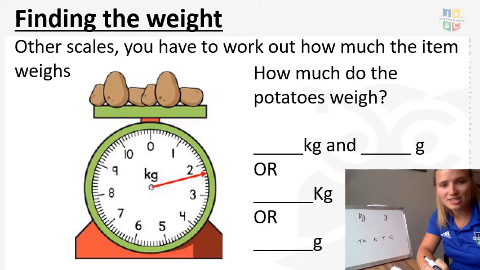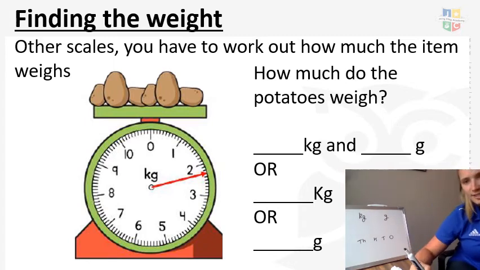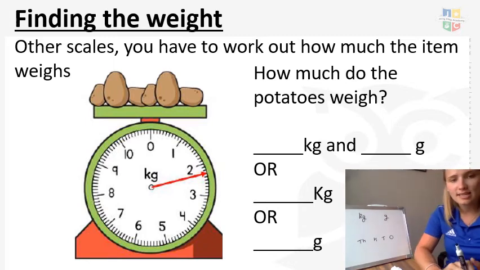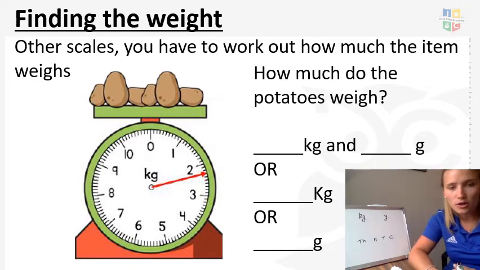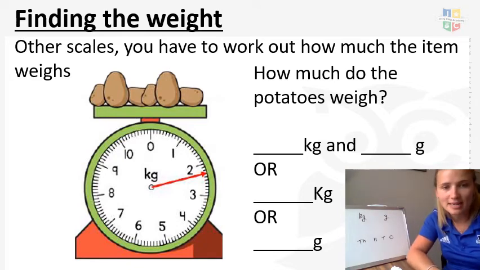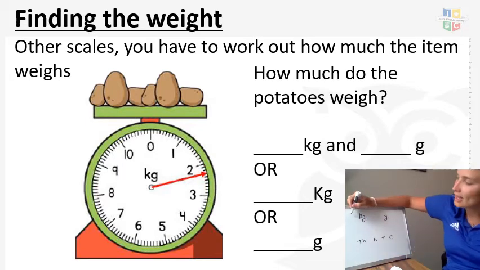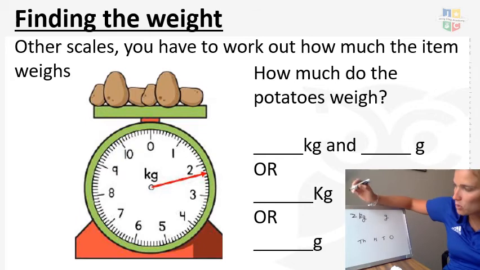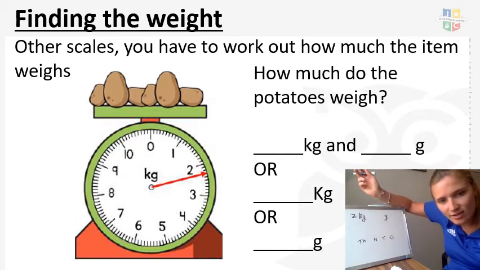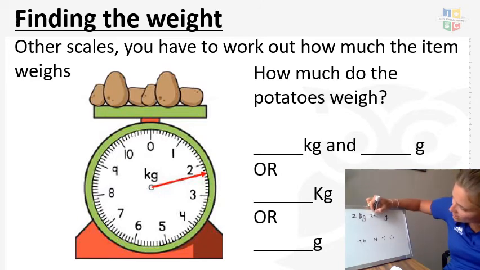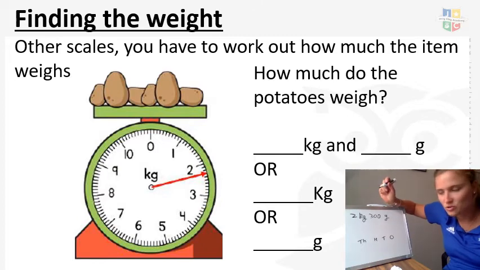Okay, let's have a look at the answers. So we can see that if we look at the unit to measure, it is in kilograms. We can see that the whole kilograms are going up in ones, the large numbers, and I also can see that the little numbers are going up in hundreds, because remember there are 1,000 grams in a kilogram. So I can see that I have passed 2 kilograms, so I know that they weigh more than 2 kilograms. Now if I count up in hundreds, I can count 100, 200, 300, because I'm counting the little numbers now, so I know that there are 2 kilograms and 300 grams.